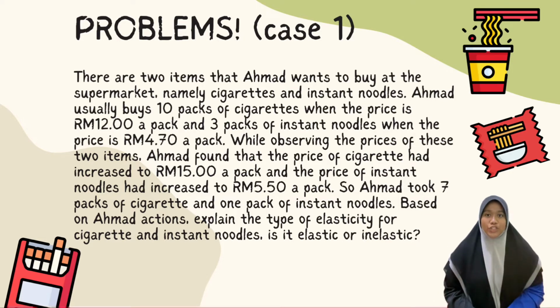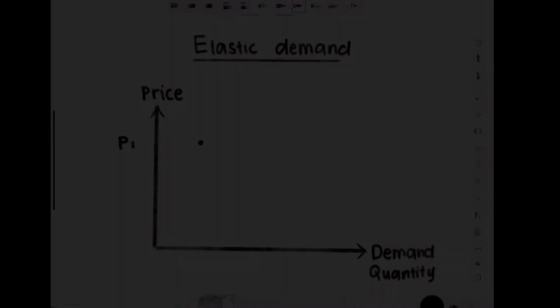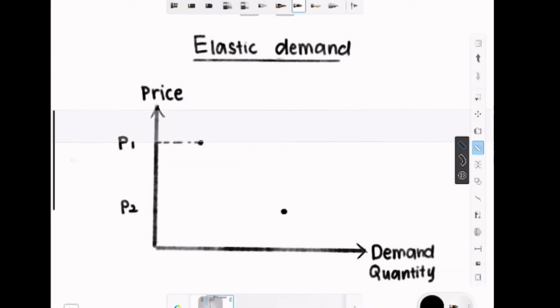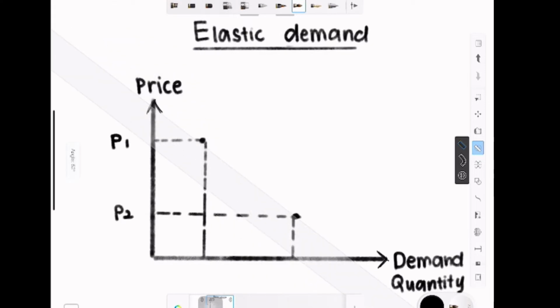Based on Ahmad's actions, explain the elasticity for cigarettes and instant noodles. Is it elastic or inelastic? This is an example of an elastic demand curve. A change in the price of the goods causes a bigger percentage change in quantity demanded. The shape is a flatter slope of the demand curve.